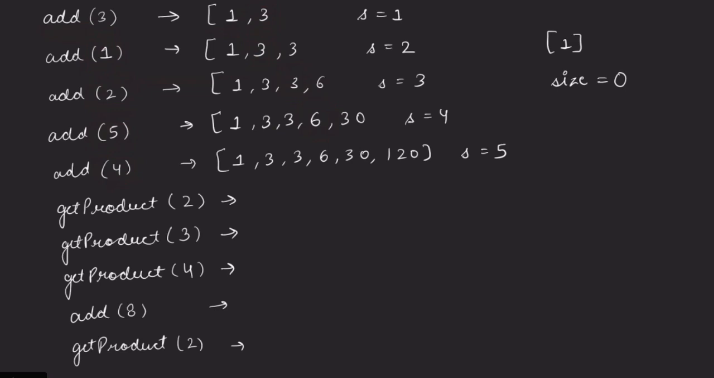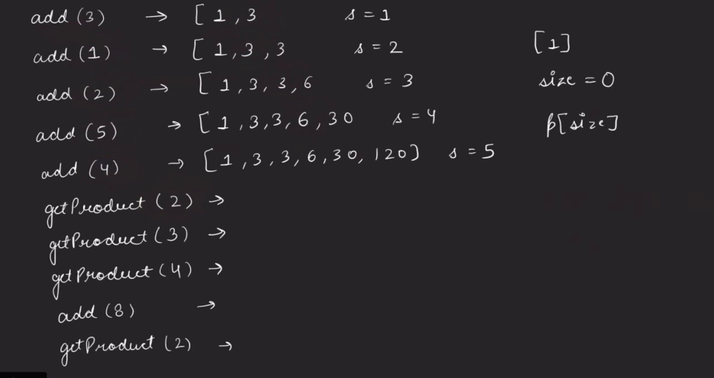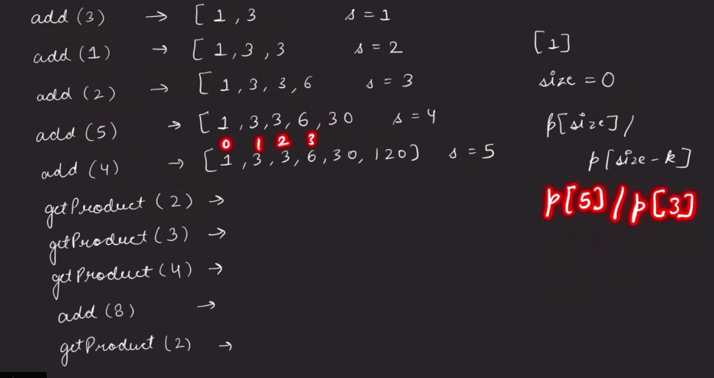Now when they are asking us to get the product of last two elements, what we can simply do is that if let us suppose that our vector is p, we can simply do p of size divided by p of size minus k, right? So right now here k is 2 and size is 5. So we will do p of 5 divided by p of 5 minus 2, that is 3. If I give the indices 0, 1, 2, 3, 4, 5. So at 5 we have 120, divided by at 3 we have 6. So it will be 20, right? So for this the answer will be 20.